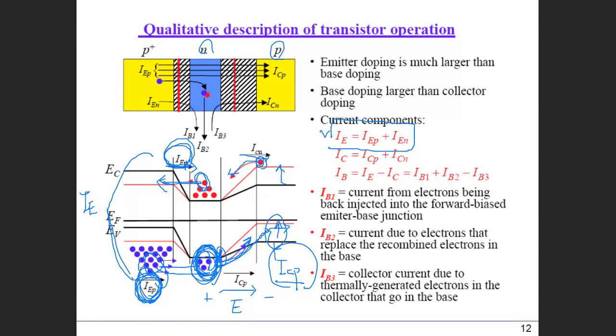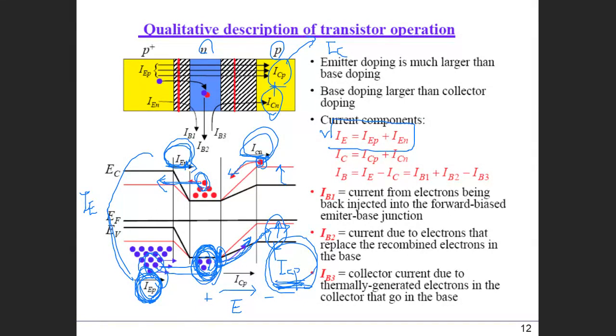and that contributes the electron collector current. But since this minority carrier concentration is much lower than the diffused hole current, the contribution of this collector electron current is going to be very small. But combining this hole current and the electron current, these two currents contribute to your collector current.